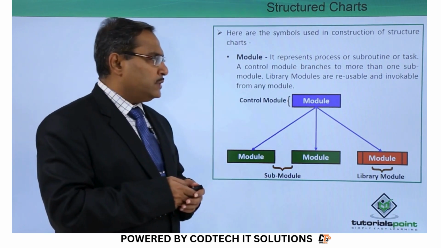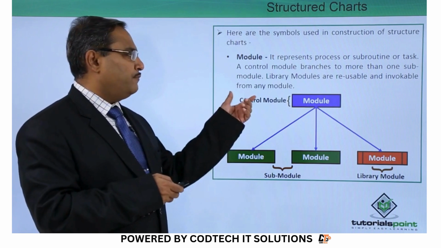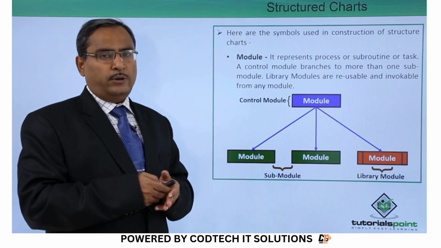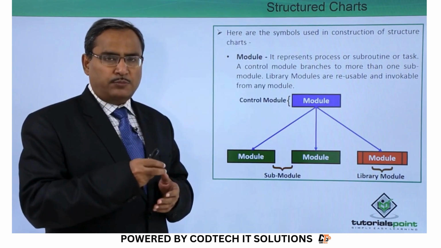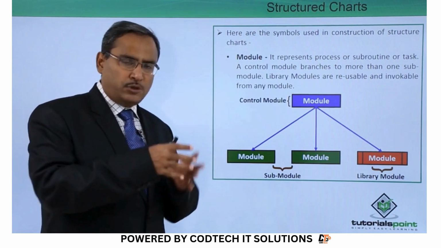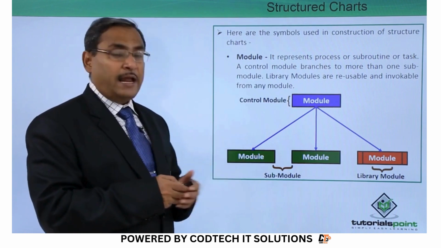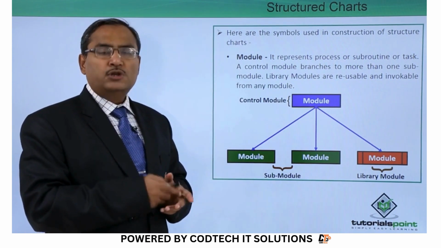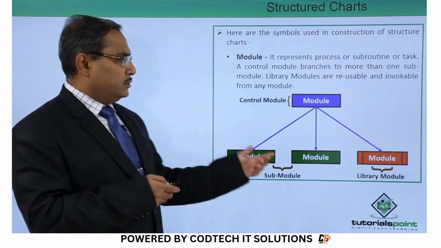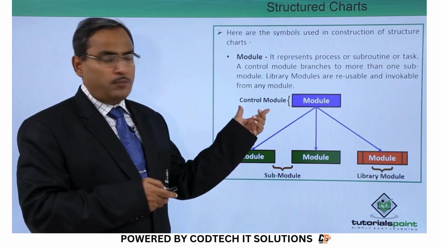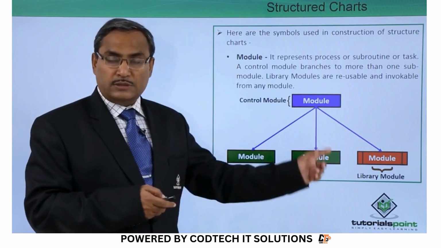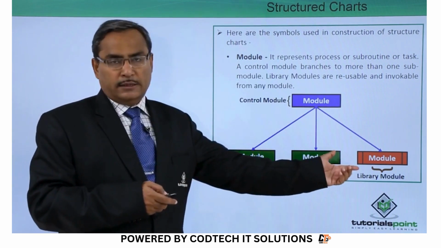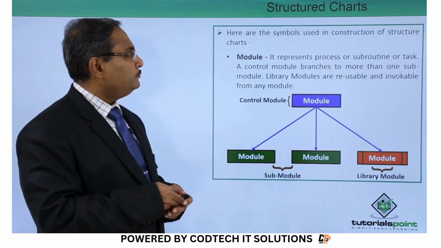Library modules are reusable and invocable from any module. The library holds predetermined function bodies, and that library module can be referred to by multiple other modules as and when required. So, it is reusable. Just consider this: here we have a control module, from which control can be transferred to multiple different modules. These are the submodules, and this is our library module.